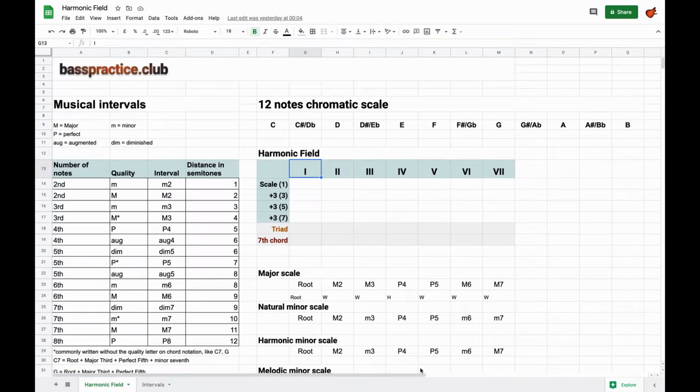Hi, I'm Fa Mendonça, and today I'm going to show you how to create any harmonic field from a scale using this table here. So we're going to understand which chord should be placed in each one of these degrees here.